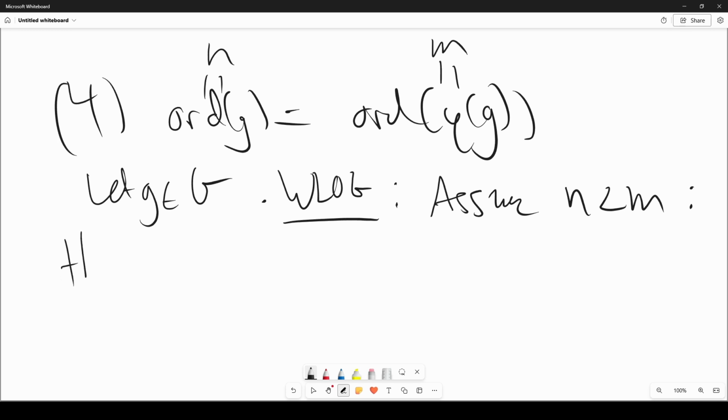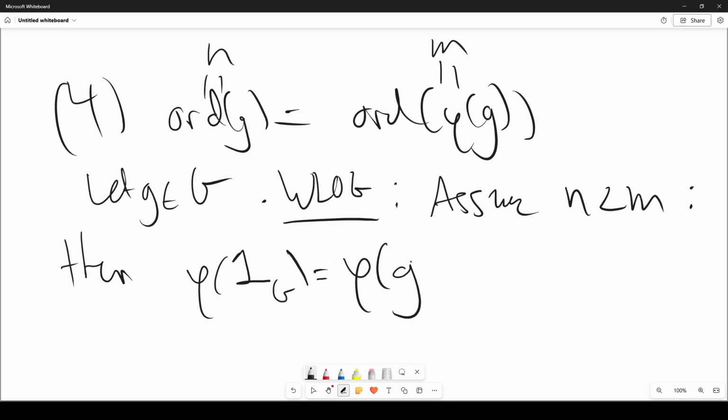So what we get is that we know phi of 1_G equals phi of g to the n, which also equals, as we proved above, phi of g all to the n. But we know that 1_G gets sent to 1_H.